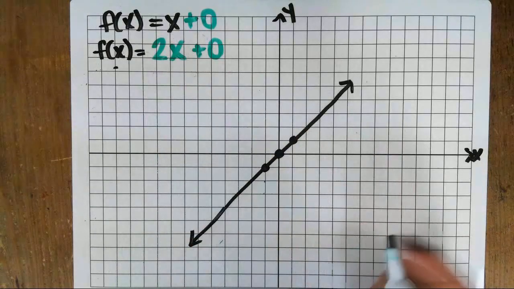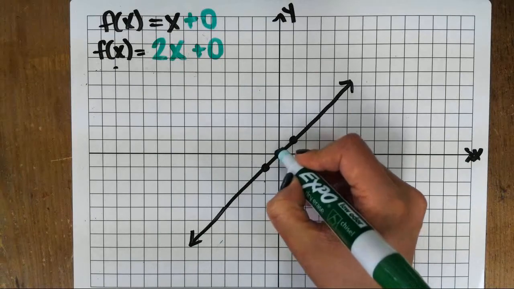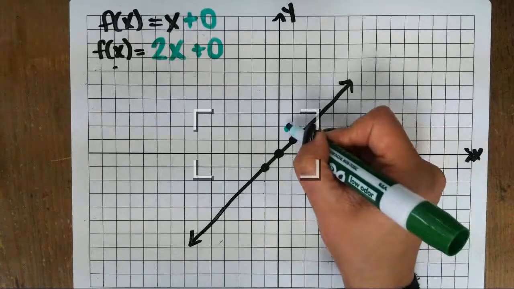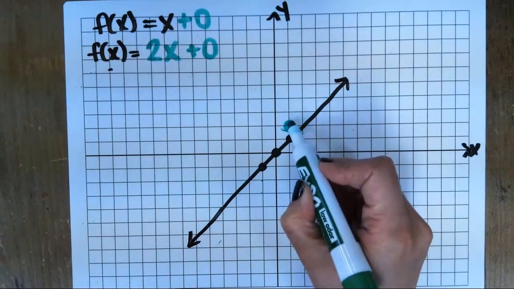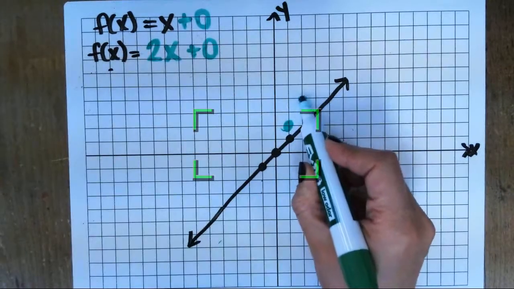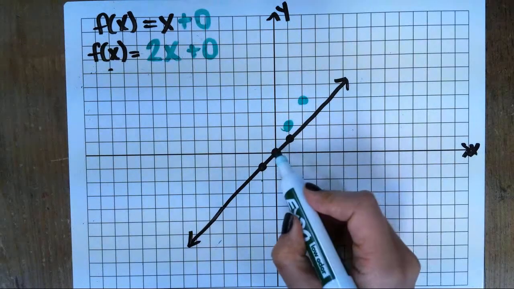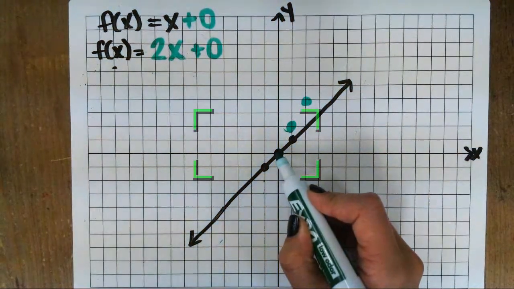Okay, so now my origin is still 0. And now I'm going to go up 2 and to the right 1. And then again from this point, I'm going to go up 2 and to the right 1.